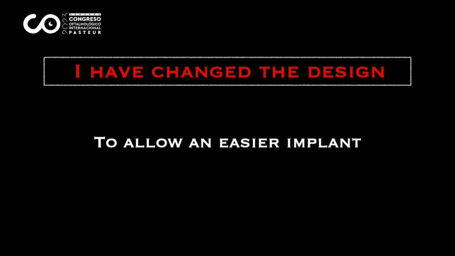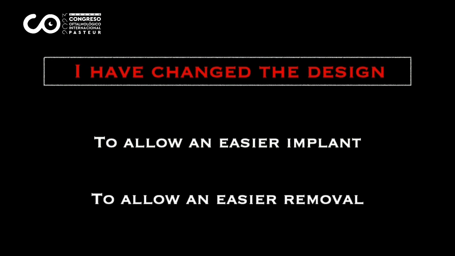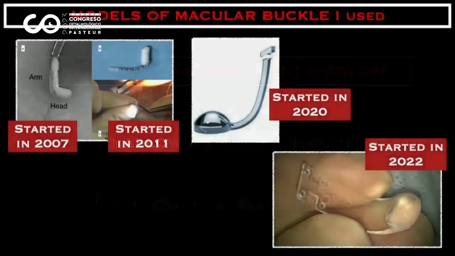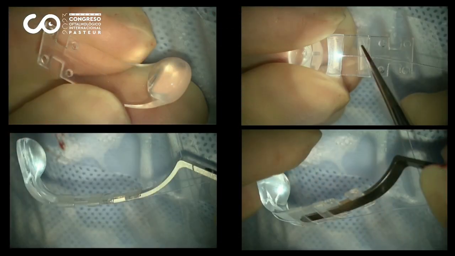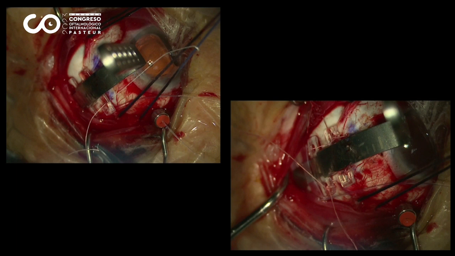I recently changed the design to allow an easier implant and an easier removal if needed. So this is the last model of buckle that I have designed. Here in more detail you can see the holes which are used to implant the buckle and suture it in the supertemporal quadrant, as shown in this picture.